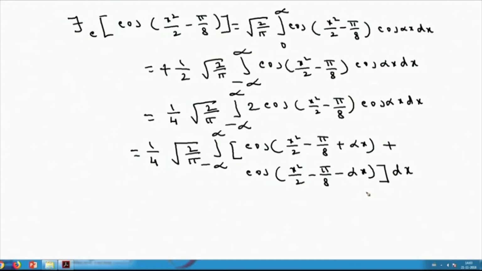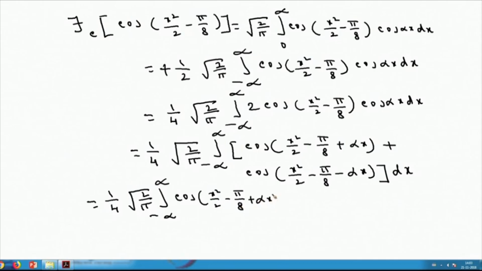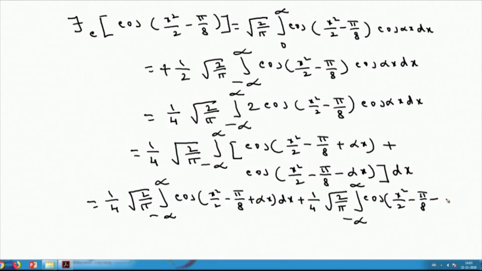So that this equals, now I can break it into 2 separate integrals. 1 by 4 root over 2 by pi, minus infinity to infinity, cos of x square by 2 minus pi by 8 plus alpha x dx. This is one integral. The other integral, similarly, is 1 by 4 root over 2 by pi, minus infinity to infinity, cos of x square by 2 minus pi by 8 minus alpha x, into dx.